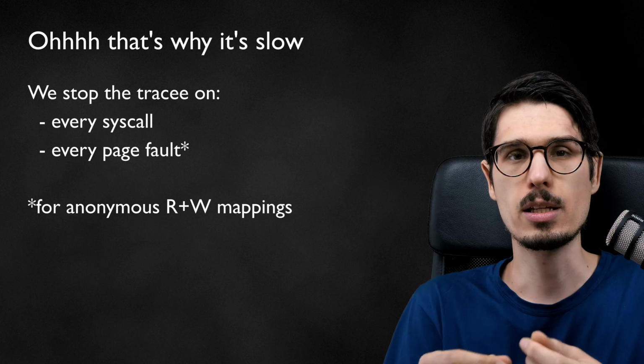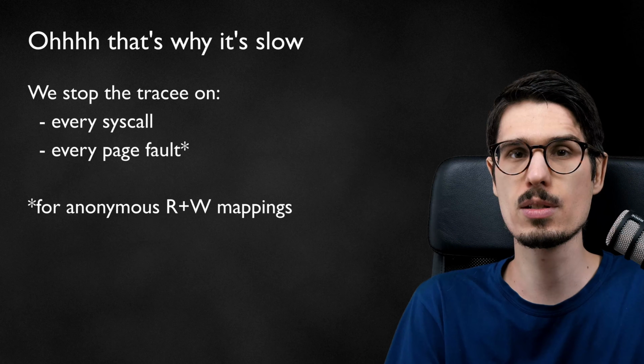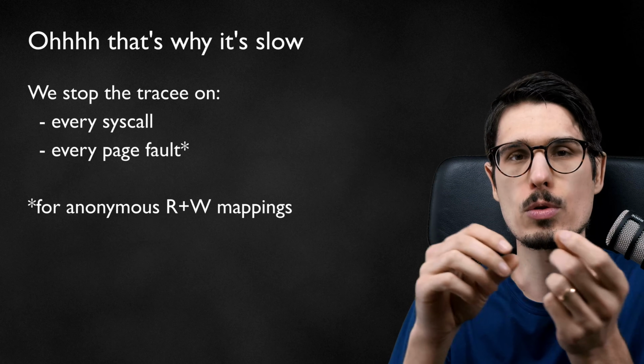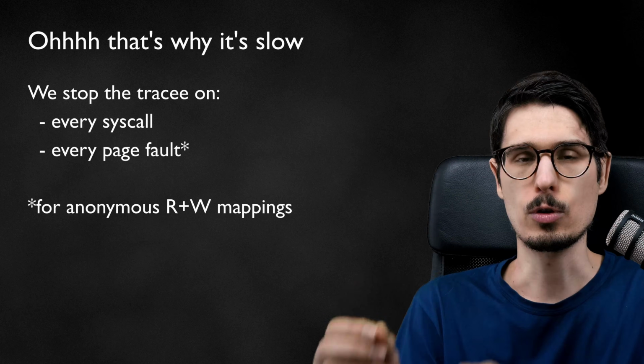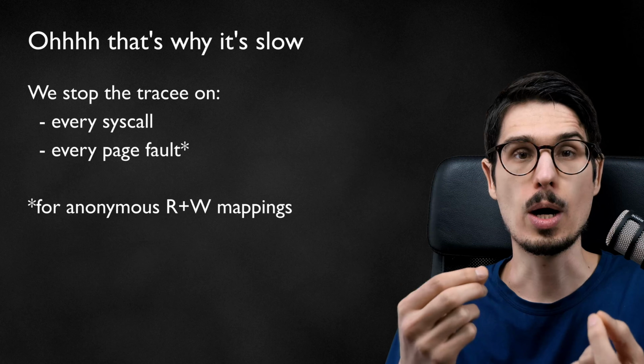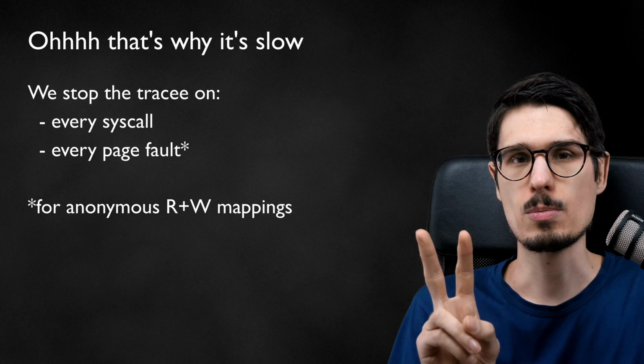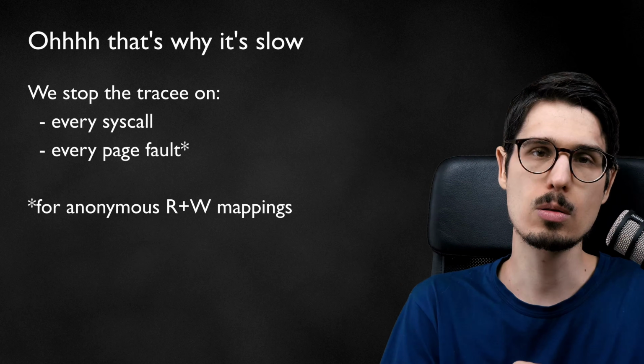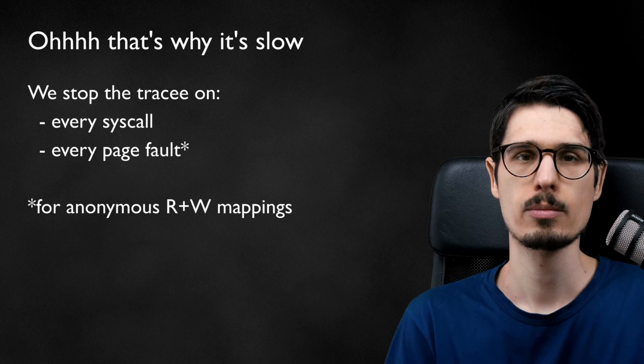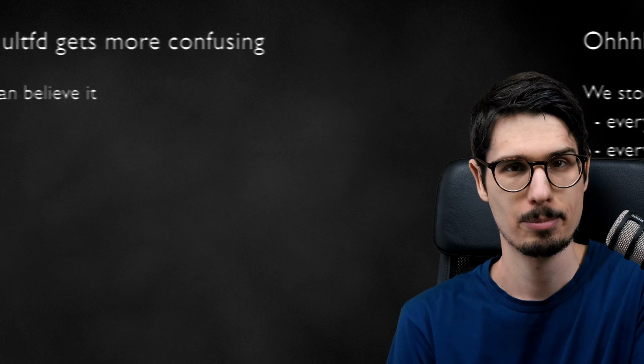Thanks to ptrace, it knows the virtual memory layout of the process, registers those regions with userfaultfd, then gets to handle page faults itself, and that's also why it's slow. We now have two mechanisms that stop the tracee, one on syscalls and one on page faults. Now, I know I'm making this all sound easy, or am I?